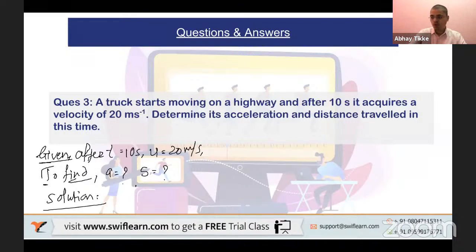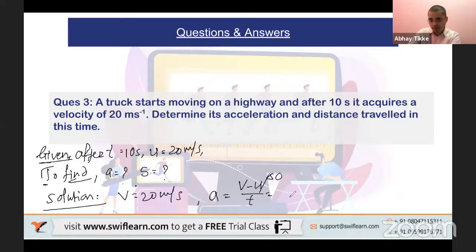v should be equal to 20 मीटर पर सेकंड. तो एक्सेलरेशन का फॉर्मूला a is equal to v minus u by t. अभी u तो 0 है, तो क्या हो जाएगा ये? v is 20 divided by time, 10. Acceleration 2 meter per second square. Simple. Are you getting this? Right. So acceleration कितना हो गया? 2 meter per second square.